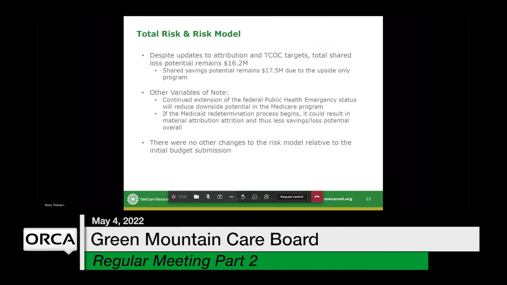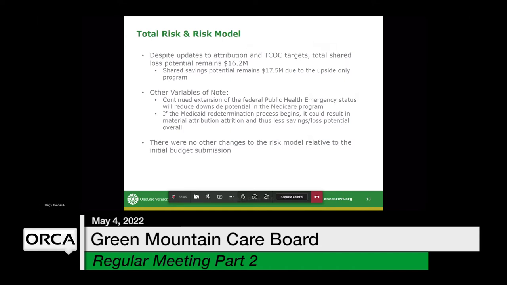Total risk and risk model. So despite all the updates that I mentioned around the total cost of care targets and attribution, which overall were actually pretty minor, the potential risk or loss remains almost unchanged. It's still 16.2 million. It's not exactly the same, but it's very, very close. So no substantial change in the downside potential. Upside potential is 17.5 million, also no change there. There's one program that's upside only. That's why those two numbers don't match.